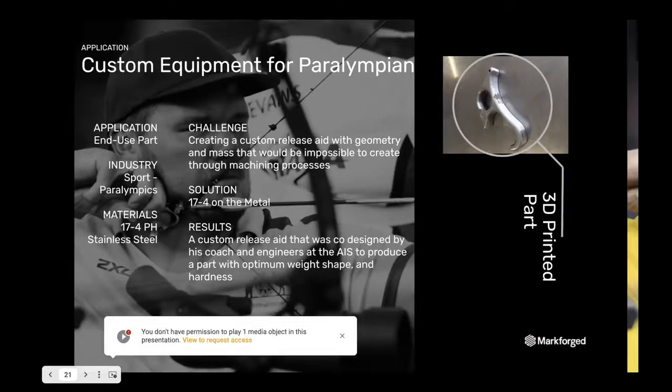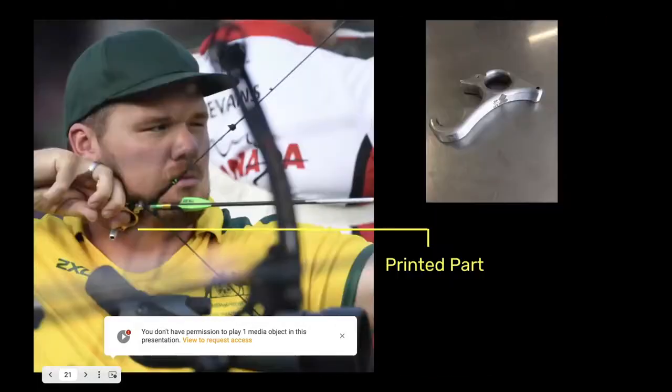So you can see here the part in use on the left here, and you can see the geometry of that part would be very difficult to create with CNC machining, as well as the internal geometry and lightweighting that's involved, as there are air gaps inside that which enable the lightweight of that particular part.